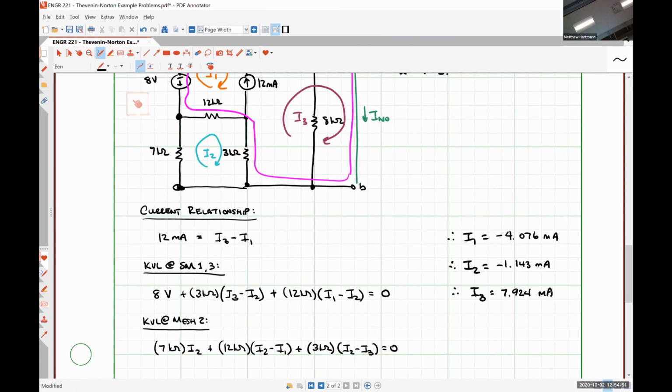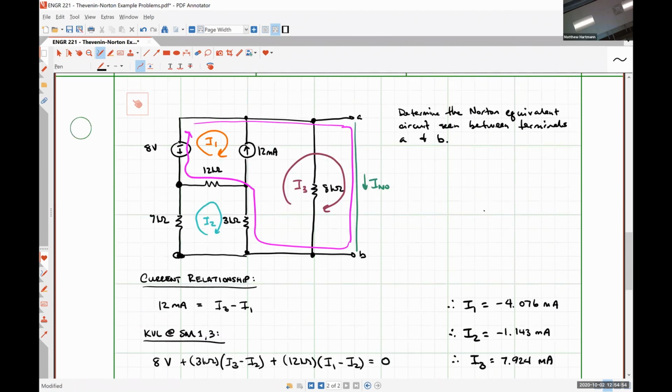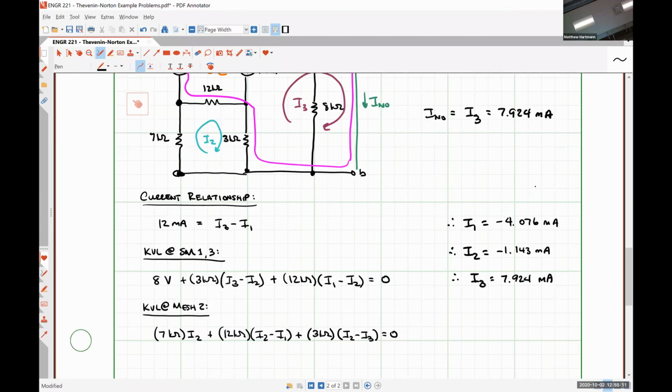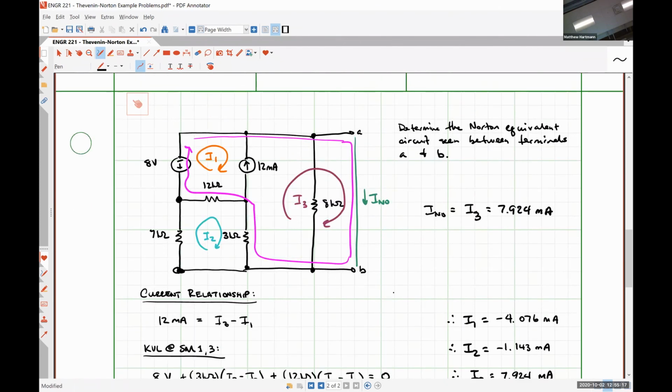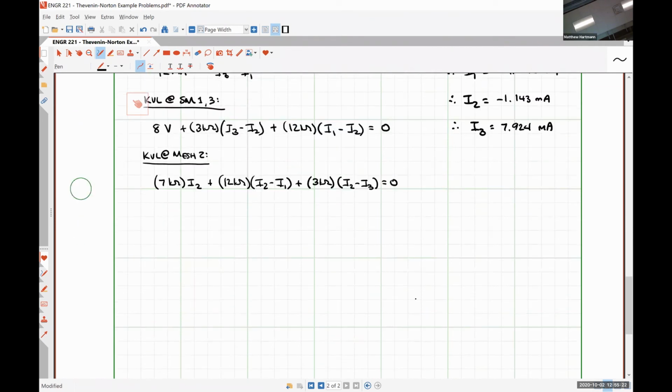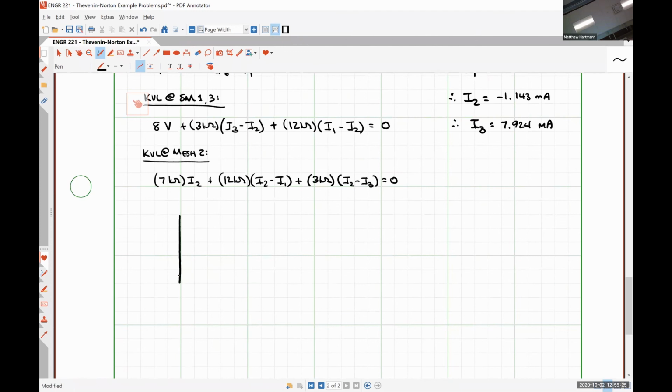So, all right. Now that we know what those 3 mesh currents are, what's I Norton? I3. 7.924 milliamps. There we go. Alrighty, so to determine the Thevenin equivalent resistance, we're going to do the exact same thing we did previously. We're going to have our circuit, but we're going to turn off our voltage sources and turn off our current source. So our voltage source turned off looks like a short circuit. Our current source turned off looks like an open circuit here.